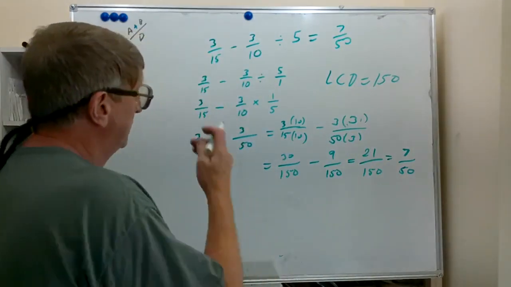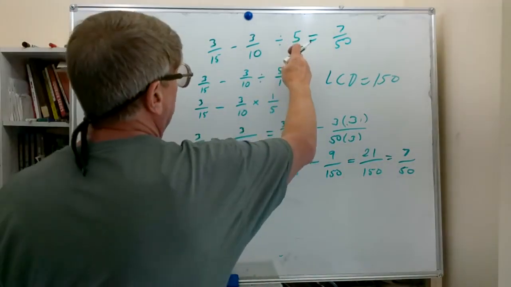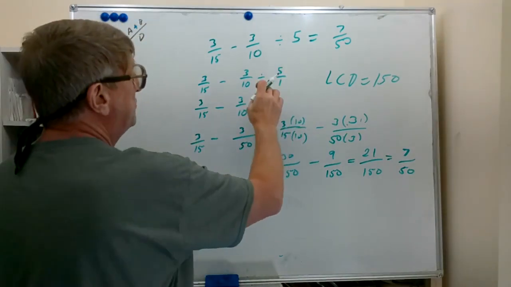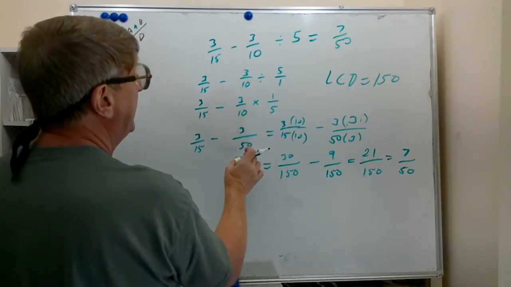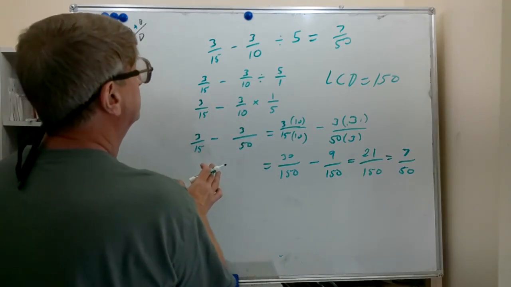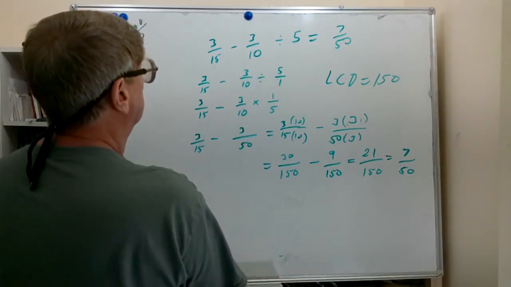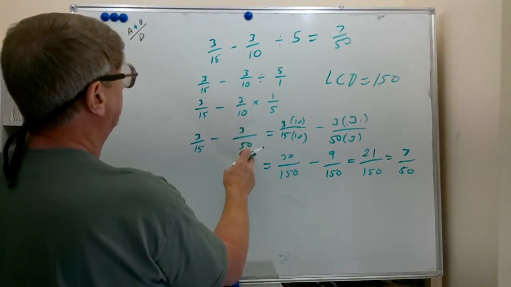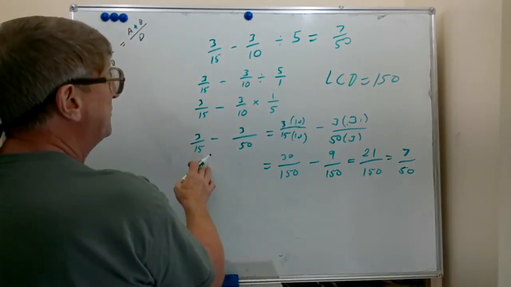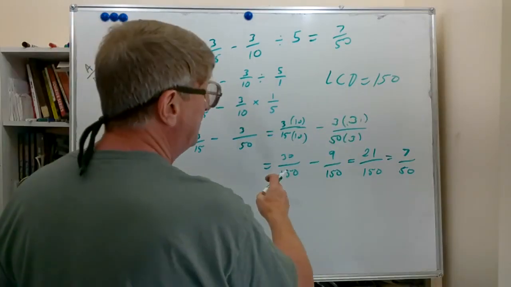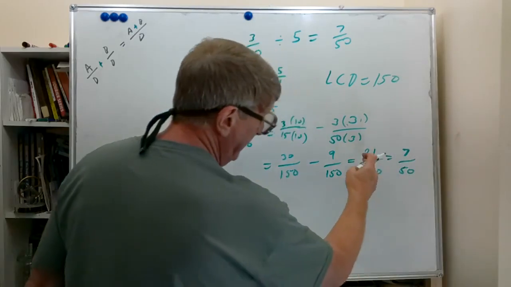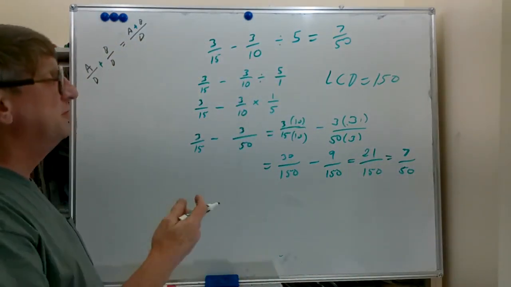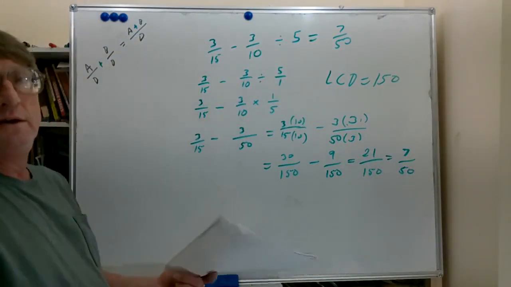So what did we do? First, we converted this to a fraction. Then we converted this to a multiply. Then we did the multiply, which was right here, 3 over 50. Then we found a common denominator. Then we did the subtraction. Then we found least terms by finding the common factor that was in both the numerator and the denominator.